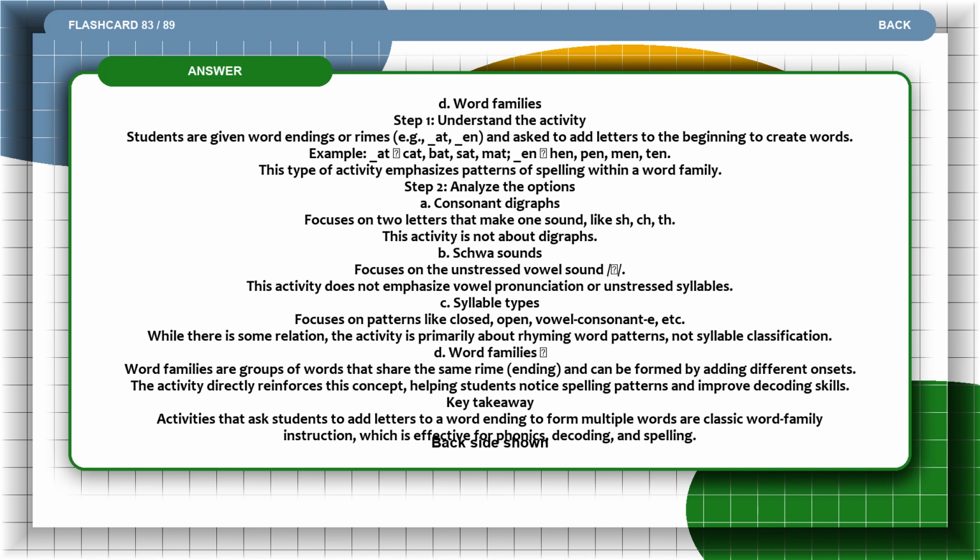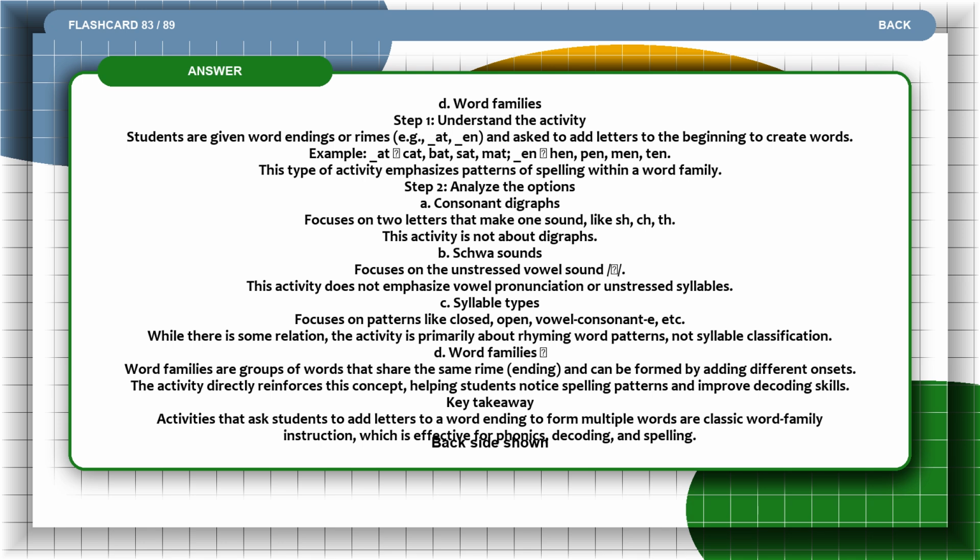Step 1. Understand the activity. Students are given word endings or rhymes, e.g. at, and asked to add letters to the beginning to create words. Example: at leads to cat, bat, sat, mat, and en leads to hen, pen, men, ten. This type of activity emphasizes patterns of spelling within a word family.